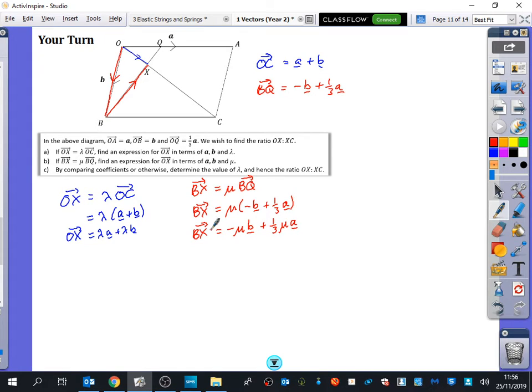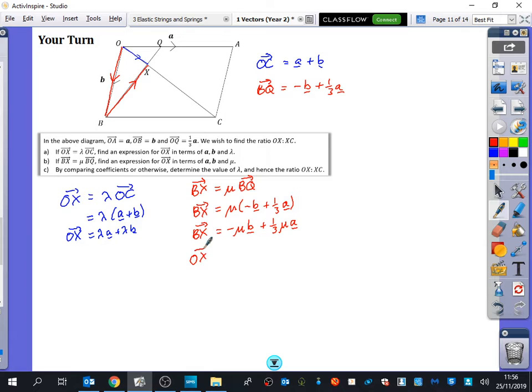This is where many people made a mistake. They were like, cool, this thing and this thing are equal to each other. How do I know they're definitely not equal to each other? It doesn't look like this one's OX and this one's BX. They're obviously not equal to each other. They're describing different pathways. So I need to do a bit more work on this.